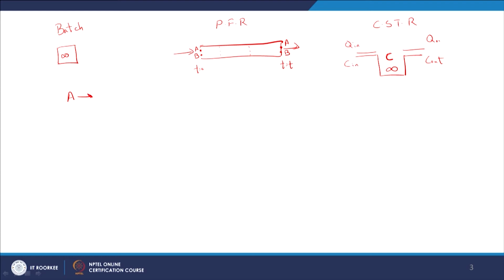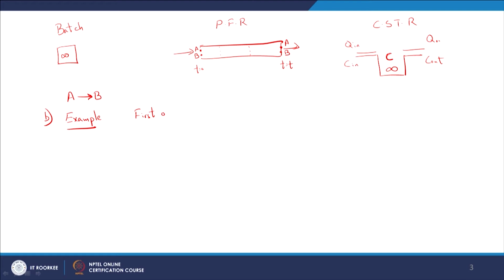I believe it was A goes to B, right. That was with respect to the batch reactor, and I think we looked at Ct equals C naught e power minus kT and so on. So, next we are going to come up with another example, and this example is obviously again first order.